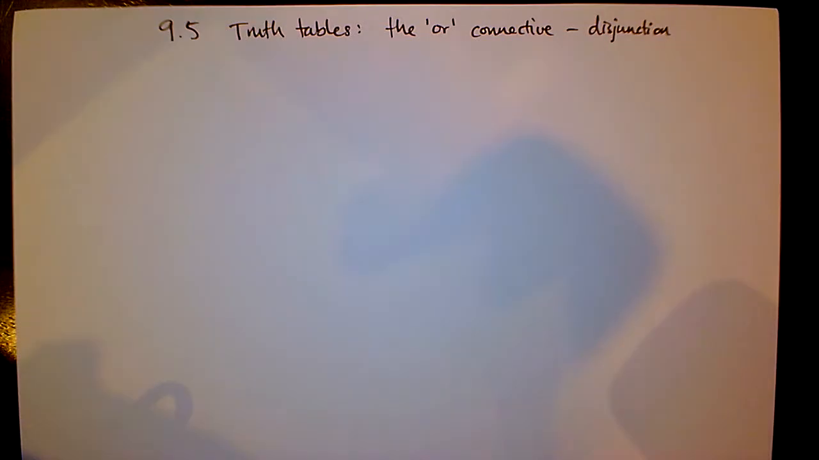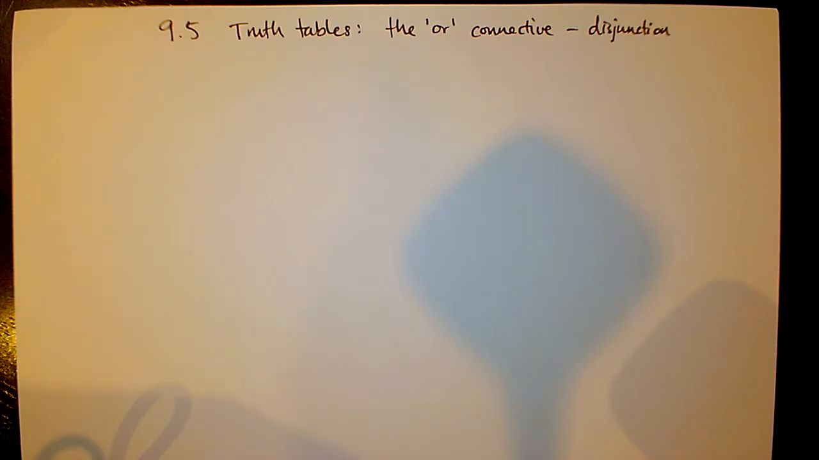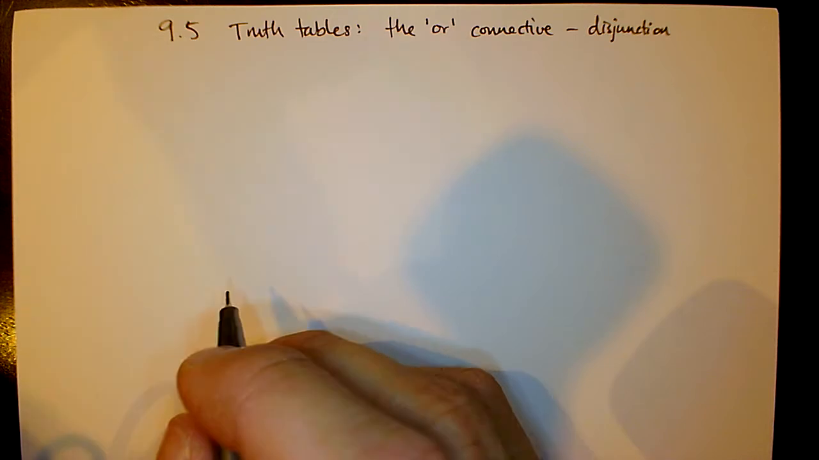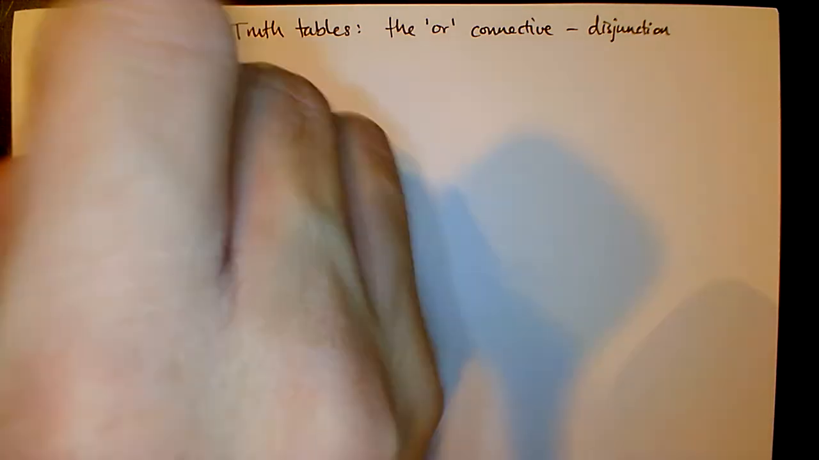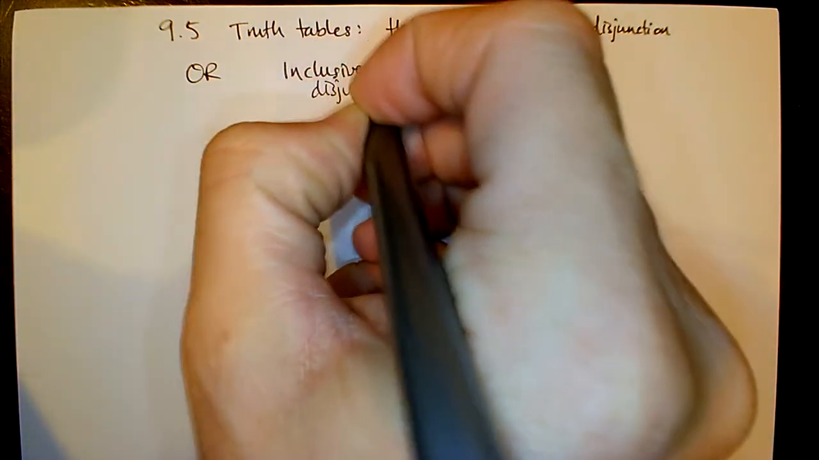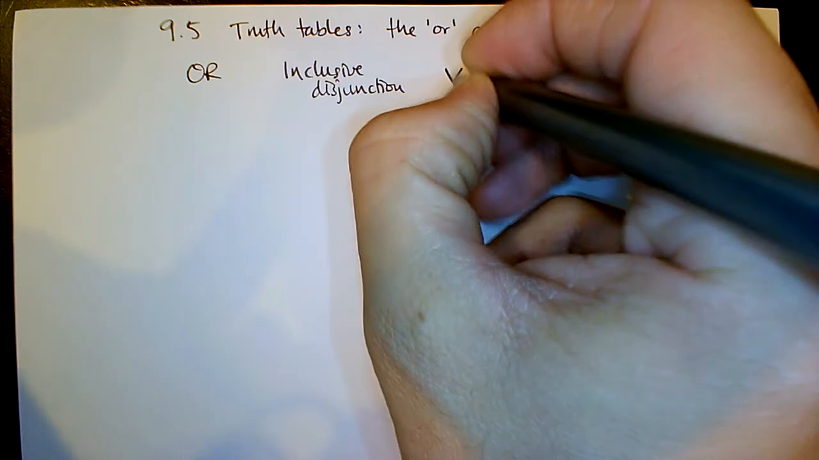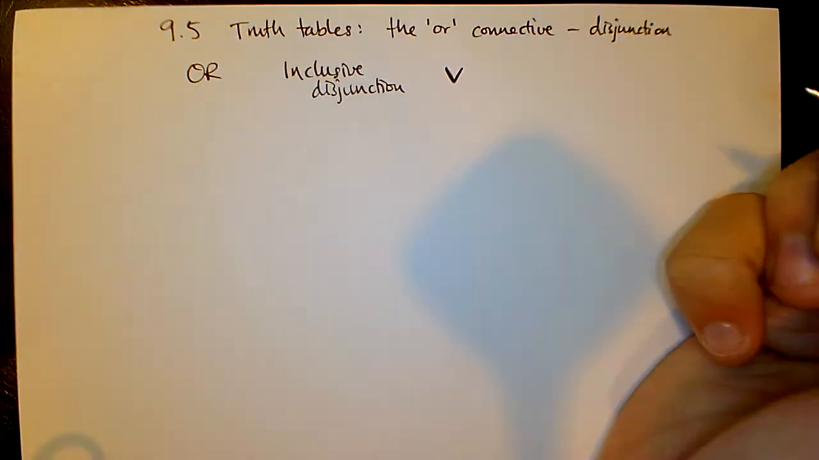So this is IB Math Studies, and we're doing logic, and we're now going to look at truth tables for the OR connective, and more specifically disjunction. And we're going to look at, first of all, the inclusive disjunction. So inclusive disjunction. And we use the V as a symbol for that.